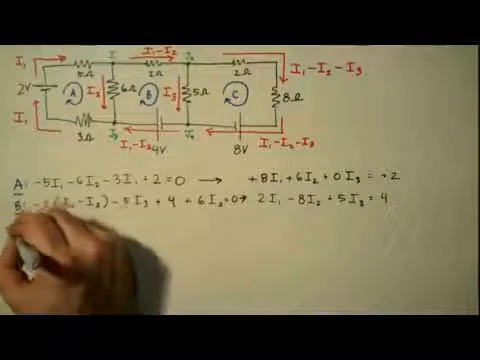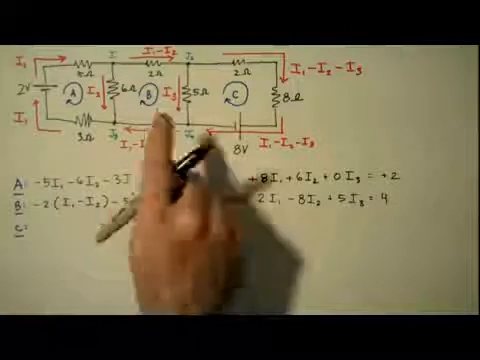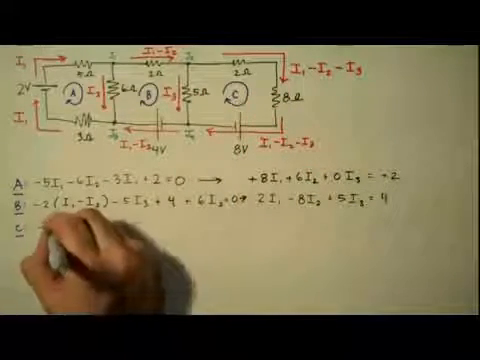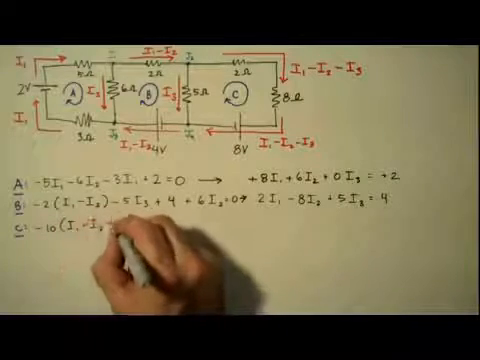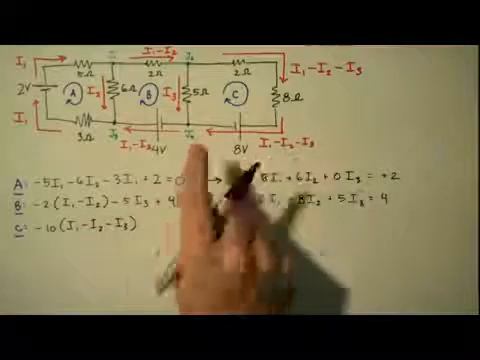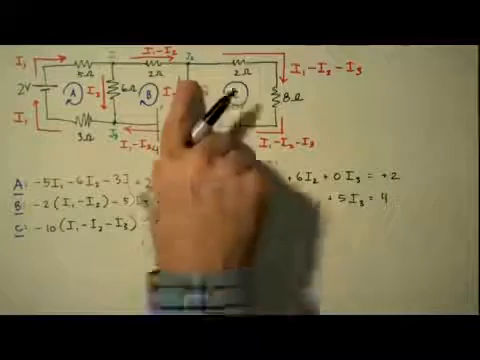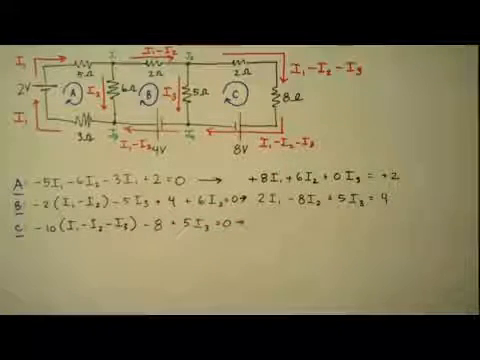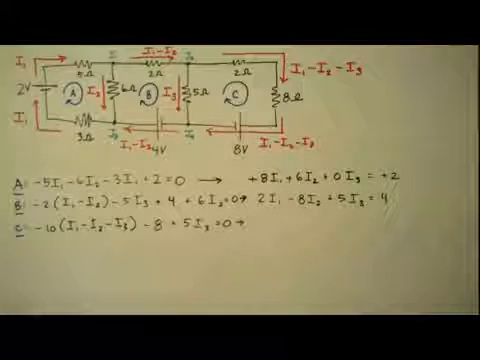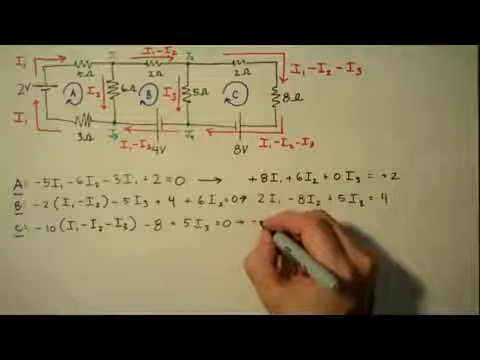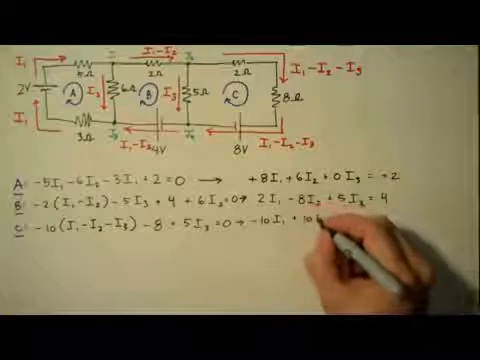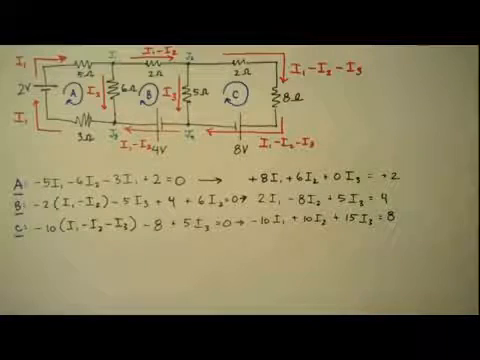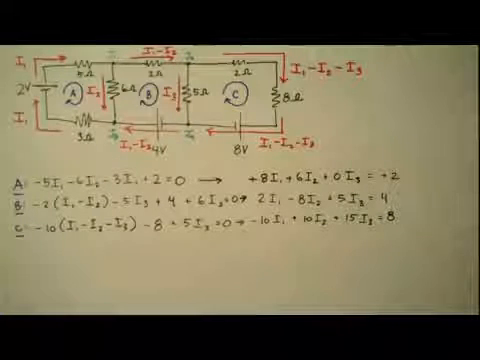Okay, now we apply the loop rule to loop C. The 2 ohm and 8 ohm resistor, I'm going to combine as a 10 ohm resistor. So we get minus 10 times I1 minus I2 minus I3 minus 8 plus 5I3 equals 0. We'll distribute and combine like terms, and this equation simplifies to negative 10I1 plus 10I2 plus 15I3 equals 8. Wonderful. We have 3 equations and 3 unknowns.